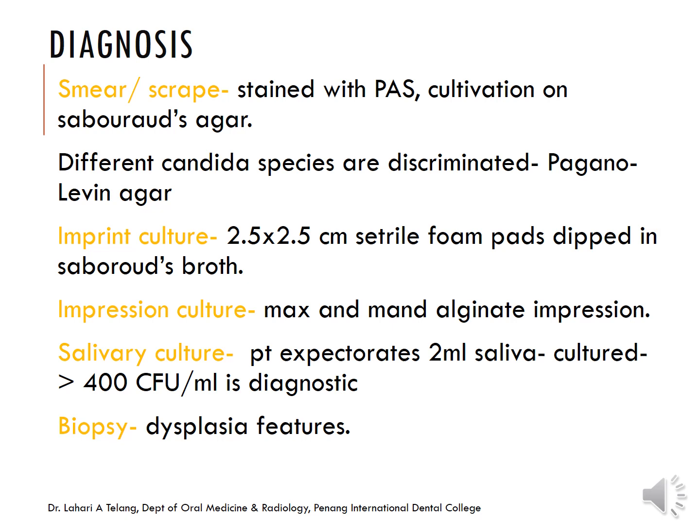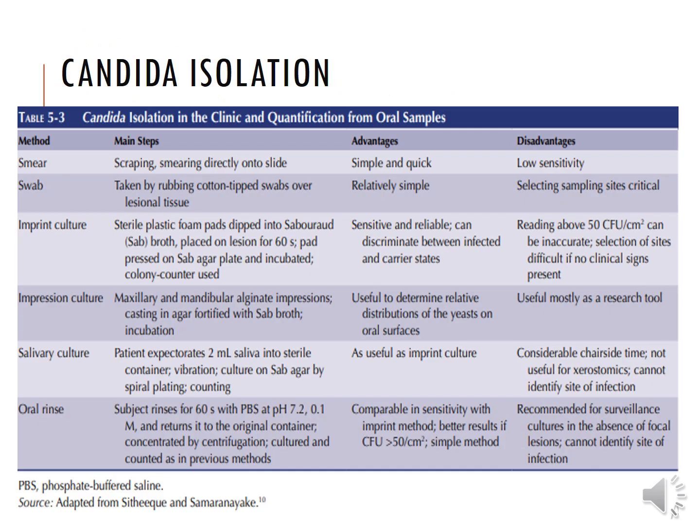The diagnosis of candida in the oral cavity, oral candidiasis, can be done by various methods. Generally, the organism will have to be cultured to make a specific diagnosis. There are various methods of culturing the organism. It could be a smear or a scrape, imprint, impression cultures, or salivary culture, or simply biopsy if you're suspecting features of dysplasia. So this is a method of candidal isolation.